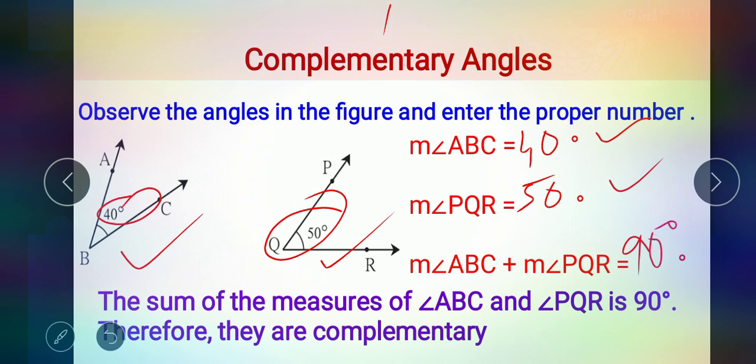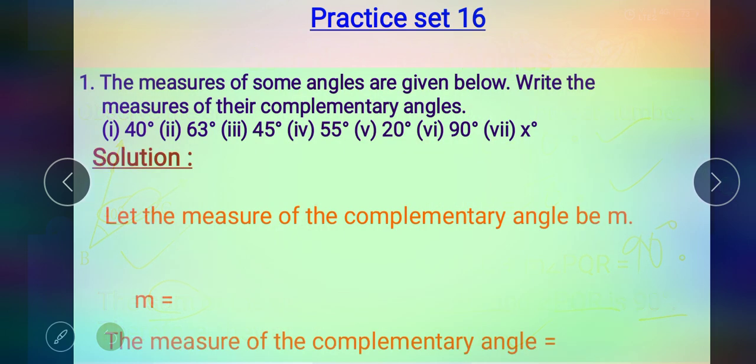Whenever the addition of the measures of two angles is 90 degrees, the two angles are called complementary angles. So here angle ABC and PQR, their sum is 90 degrees, and we'll say that the two angles ABC and PQR are complementary angles. Based on this activity, we have some sums in our practice set 16.